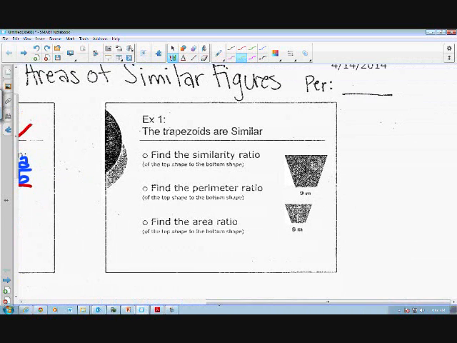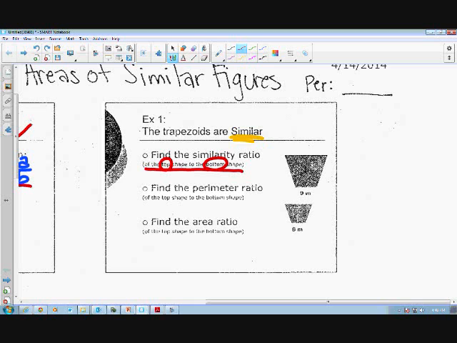Okay, example 1. The trapezoids are similar. Keyword there, similar, means we can use the following relationships we just talked about. Perimeter will stay 1-dimensional. Area relationships will be the scale factor squared. Volume relationships would be the scale factor cubed. Okay, find the similarity ratio of the top shape to the bottom shape. You can read this better, hopefully, on your page than on my PowerPoint. It actually tells you the order: top first, bottom second. Okay, so let's look at the similarity ratio.